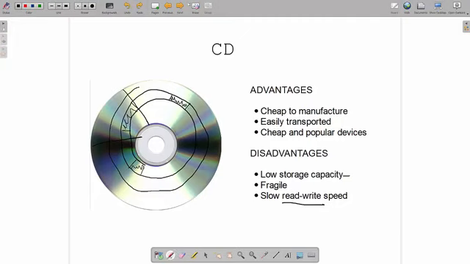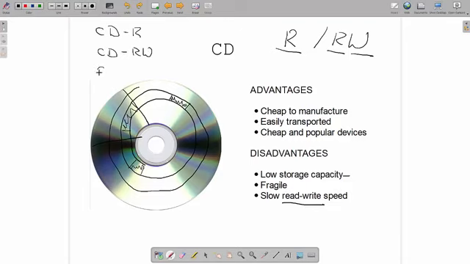There are other types of CD. There is CD-R and CD-RW. If you ever see R versus RW, then R means that you can just read it, and RW means you can read it and write it. So you've got CD-R and CD-RW.